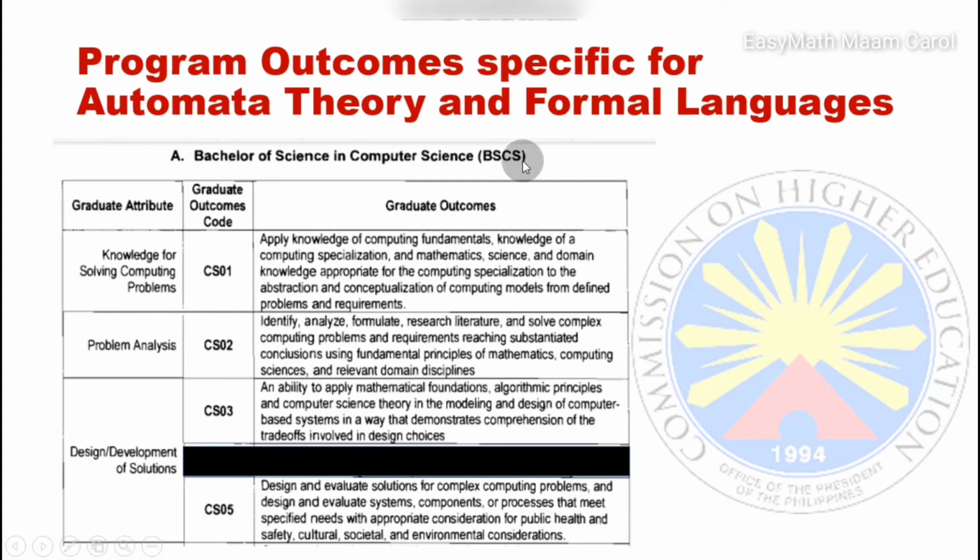So for this slide, we will discuss the program outcomes specific for the subject Automata Theory and Formal Languages. So it's still included dun sa CHED Memorandum Order ng series ng 2015. So to continue, so para sa Bachelor of Science in Computer Science, we have 3 general graduate attributes or characteristics. So, ito yung expectation na dapat na meron na siya. So, ang unang category ay yung knowledge for solving computing problems.